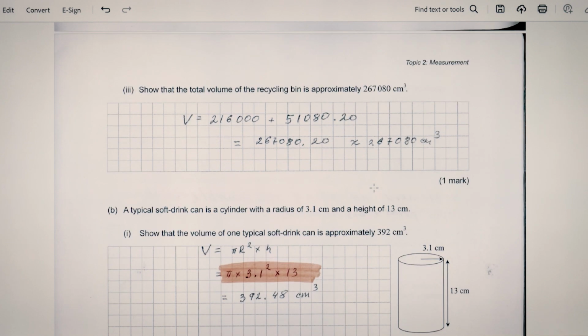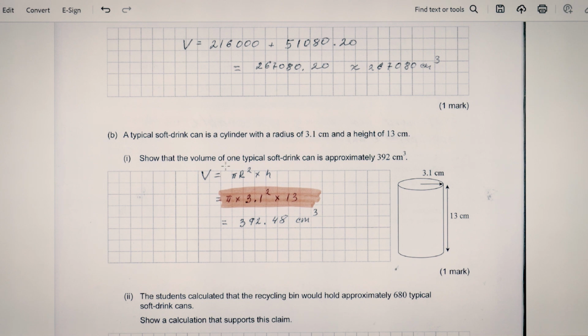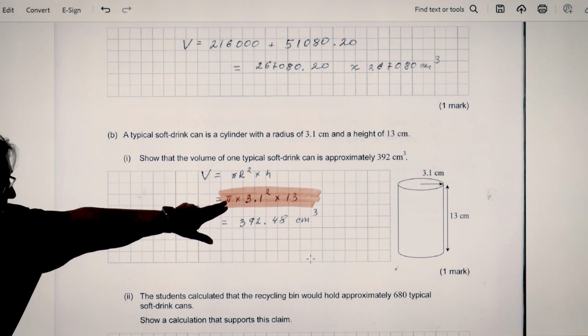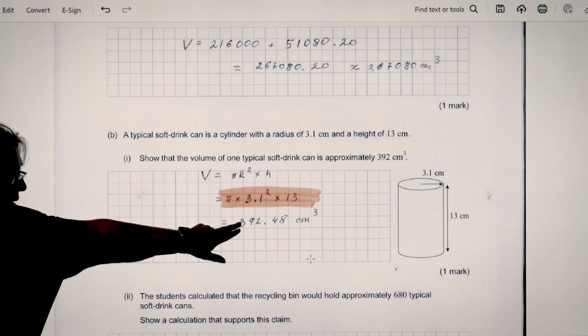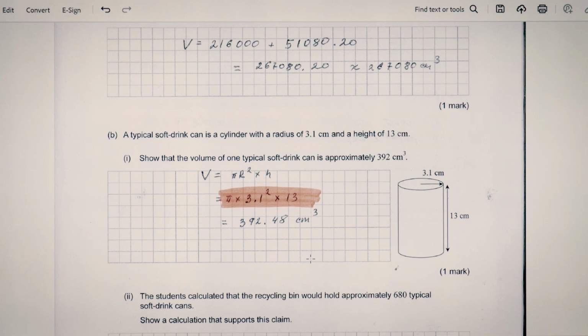And then the question asks, a typical soft drink can is considered with a radius of 3.1 centimeters and a height. So the dimension is given. They ask you to show that the volume of one soft drink can is approximately 392. Again, we are looking for the decimals here, but not just copying the answer, okay? If they give that unrounded line, that's correct. And if they put 392, they've got their mark, okay? But they need to show how this 392 came up.